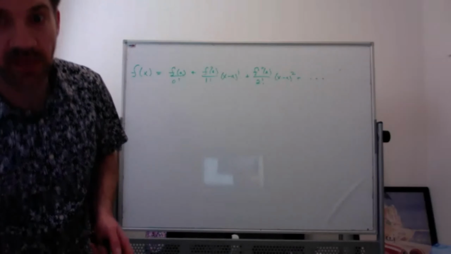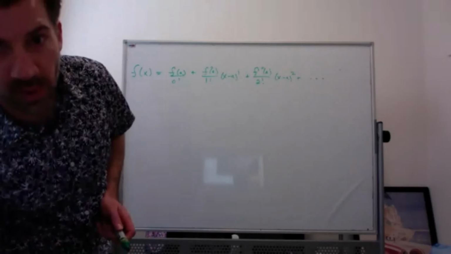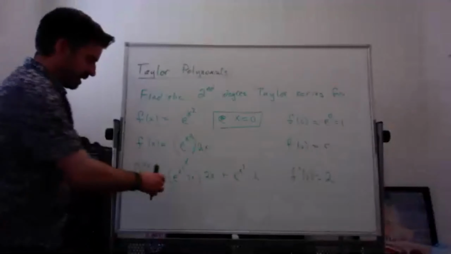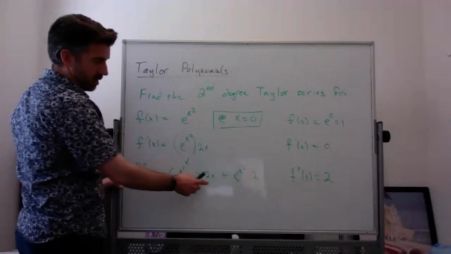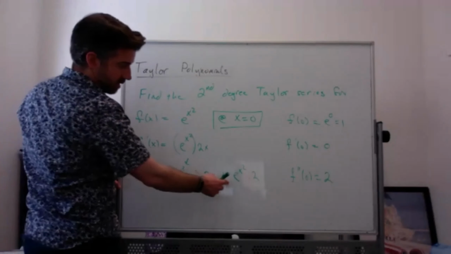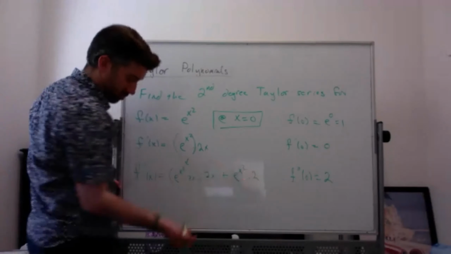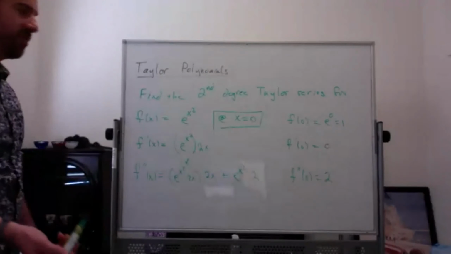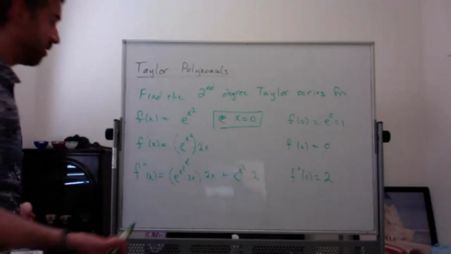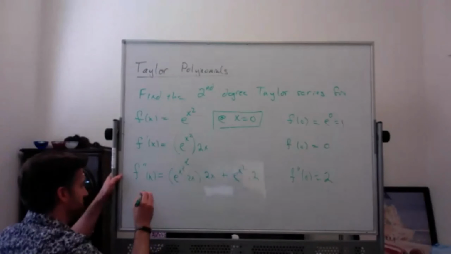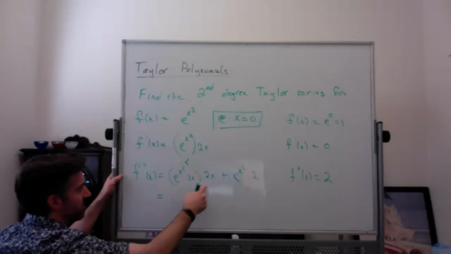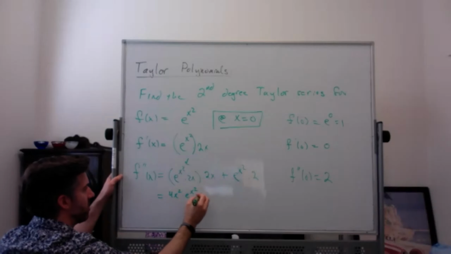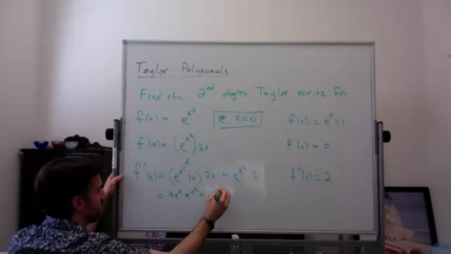How did I get 2 for f double prime of 0? The way I got 2, when I plugged in 0, e to the 0 is 1 times 0 times 0, plus e to the 0 is 1 times 2. That's how I got the 2 there for f double prime of 0. Let's actually go one more term and find the third degree as well. So the third derivative, this would be really terrible actually. If I simplify this, this is 4x squared times e to the x squared plus 2 times e to the x squared.